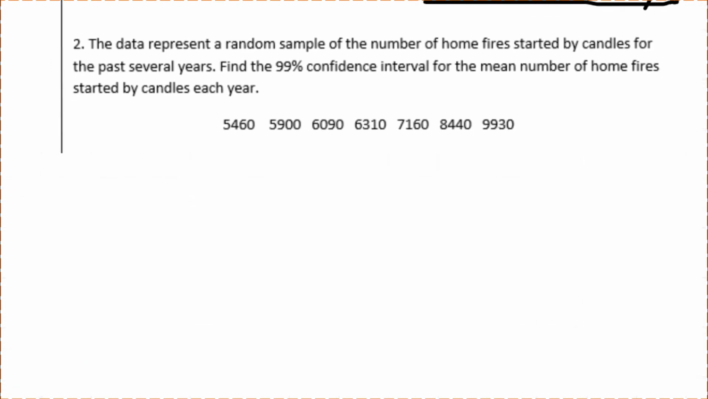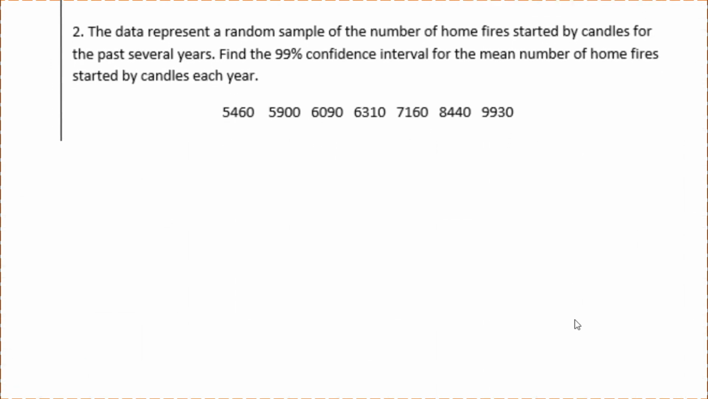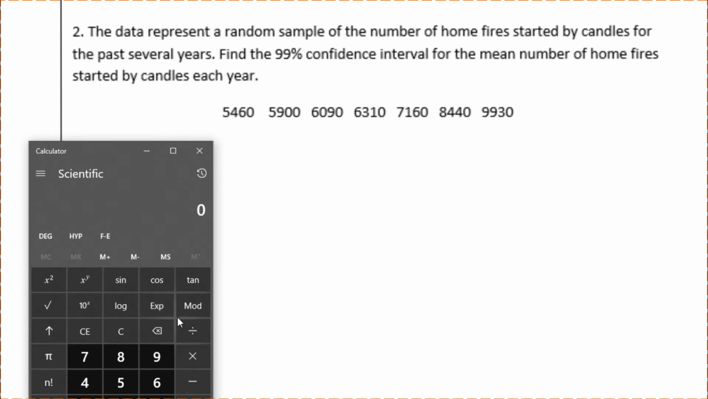All right. So the last example, the data represents a random sample of the number of home fires started by candles for the past several years. Find the 99% confidence interval for the mean number of home fires started by candles each year. So we're just going to quickly calculate the average of this data set. So add them up. And then divide by 7, since we have 7 pieces of data here. So then we have 7,041.4.